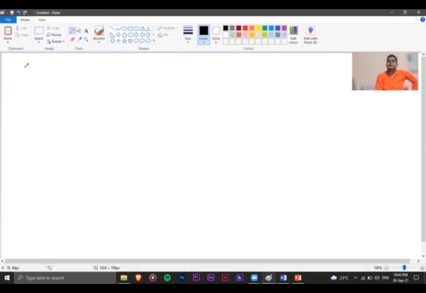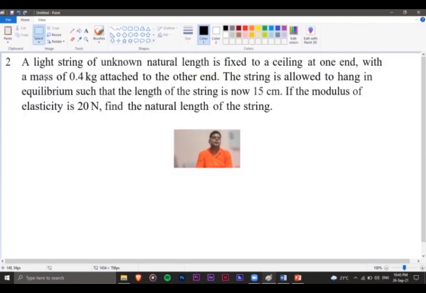So let's now discuss a problem where Hooke's law is applicable. Here the problem states that a light string, that means we don't consider the weight of the string, of unknown natural length is fixed to a ceiling at one end with a mass of 0.4 kg attached to the other end. The string is allowed to hang in equilibrium such that the length of the string is now 15 centimeter. That means the extended length is 15 centimeter. If the modulus of elasticity for that material is 20 Newton, find the natural length of the string.